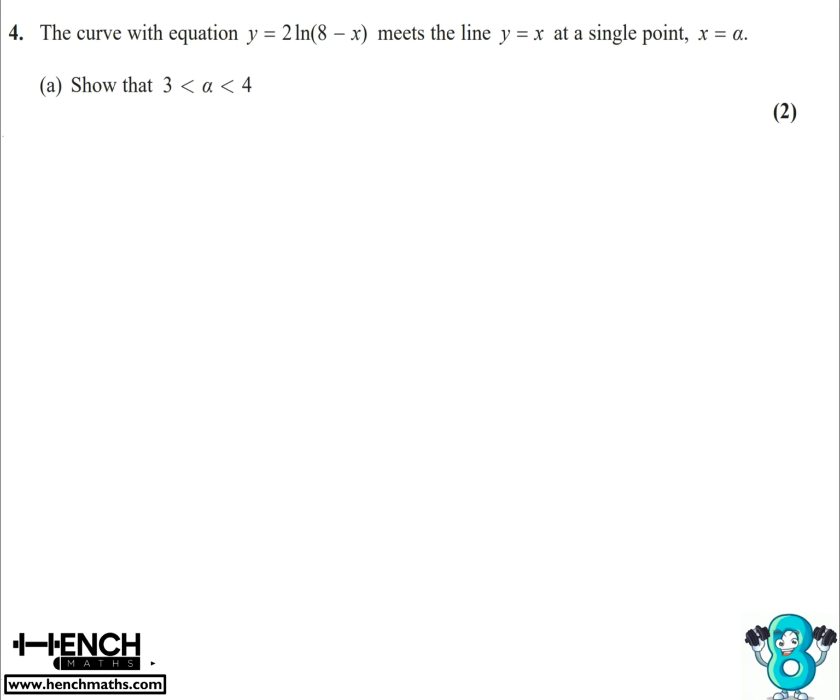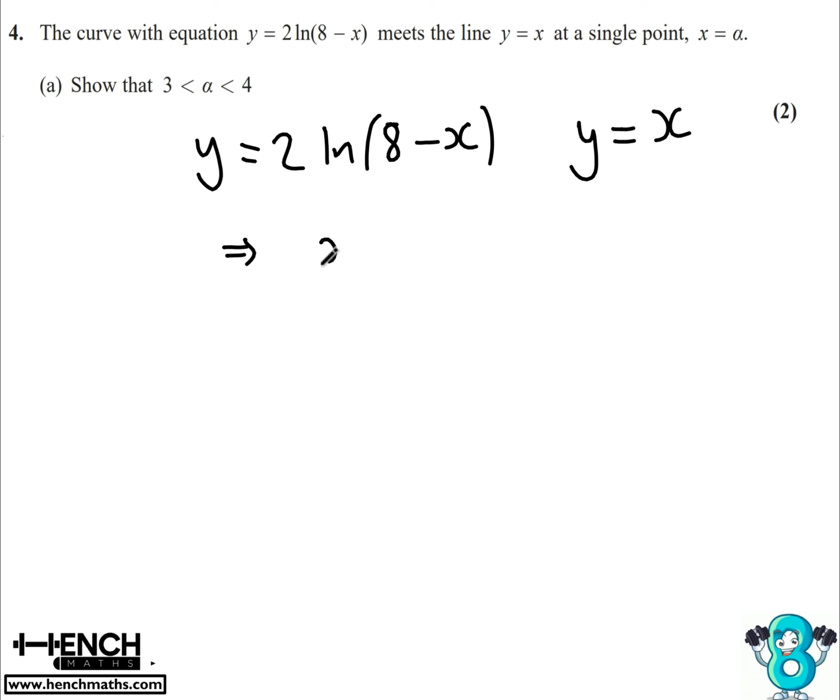When you're trying to solve two equations equal to each other, so we've got y equals 2 the natural log of 8 subtract x, and we've got y equals x. Now the way that we'd solve these simultaneously is put them equal to each other. So this would imply that x would be equal to 2 ln 8 subtract x, or the other way around. Now, to do the change of sign method, which is what we want to do to show that there's a valid solution in an interval, we want our equation to be equal to 0.